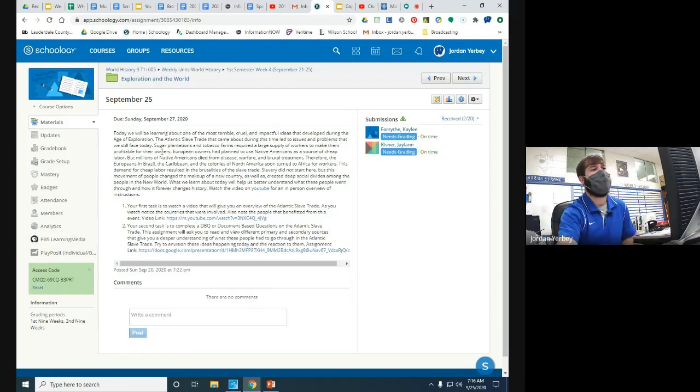So, like I said, you'll be working on the DBQ, or document-based questions, on the Atlantic slave trade. You'll read different primary and secondary sources that give you a deeper understanding of what these people had to go through in the Atlantic slave trade.